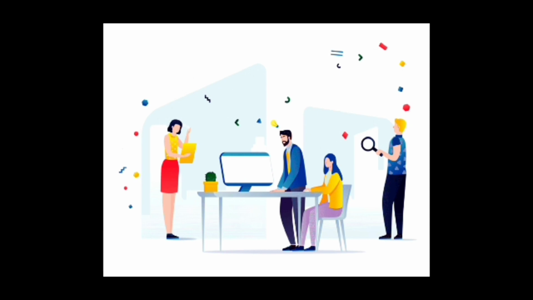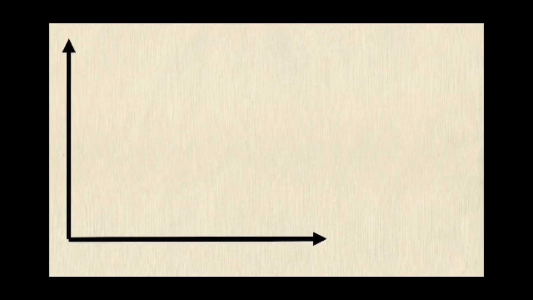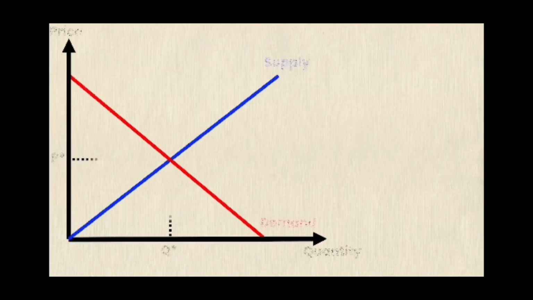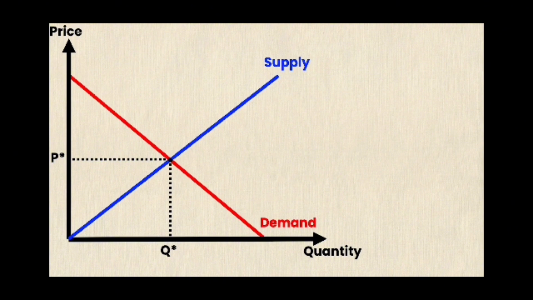General supply and demand curve. Our axes, our supply and demand lines, and then we'll label everything. Once again, price is on the vertical axis, quantity is on the horizontal axis. P star and Q star denote the intersection of my supply curve, which is upward sloping and in blue, and my downward sloping demand curve, which is in red.